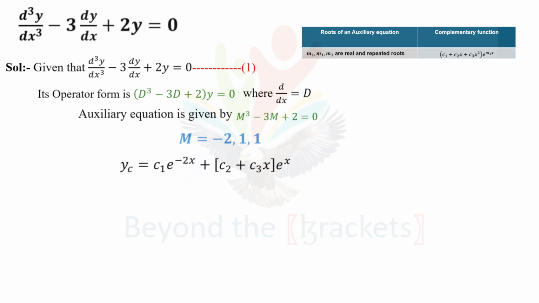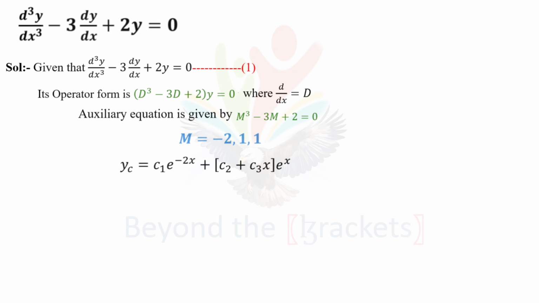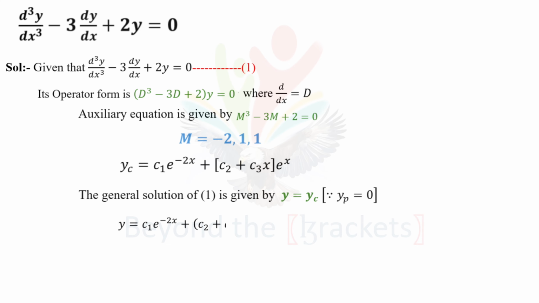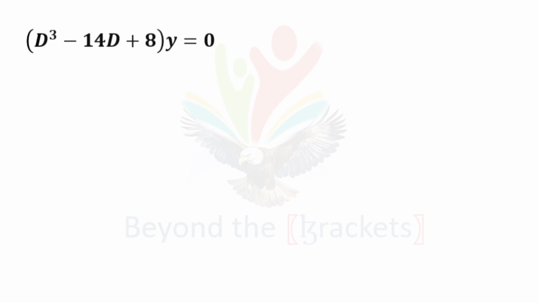For example, if a root is repeated 3 times, as in this case m1 is repeated thrice, it is a real and repeated root, then the complementary function becomes (c1 plus c2x plus c3x square) into e power m1x. Again, since this is a homogeneous differential equation, the particular integral becomes 0 and the solution is given by y is equal to yc. So, the complete answer is y is equal to c1 e power minus 2x plus (c2 plus c3x) e power x.